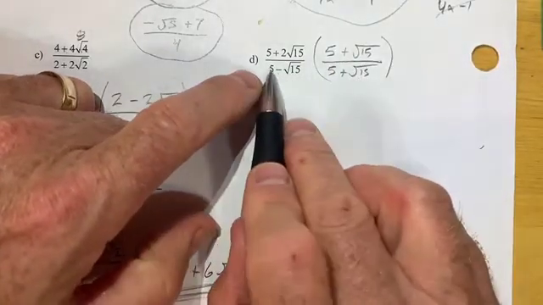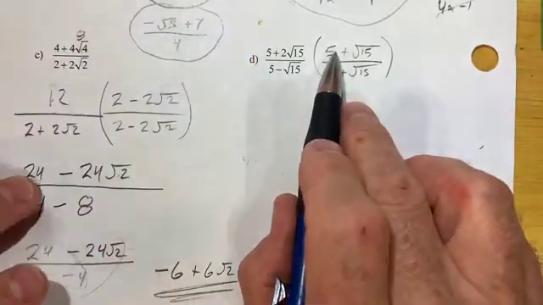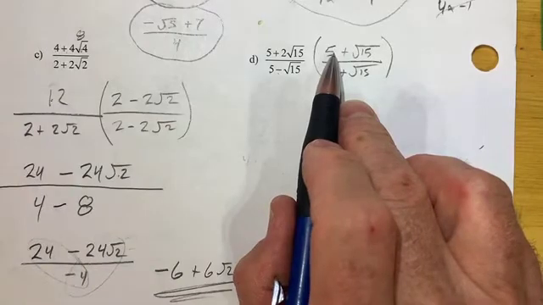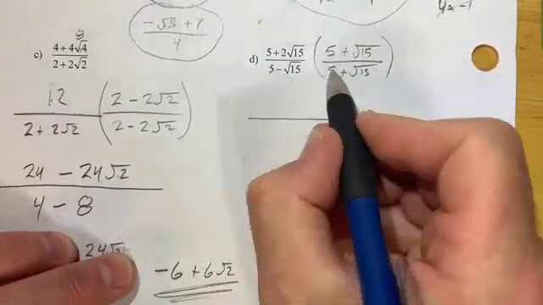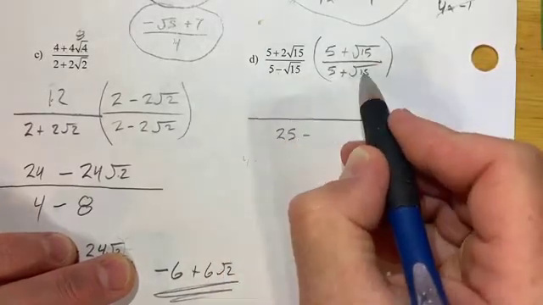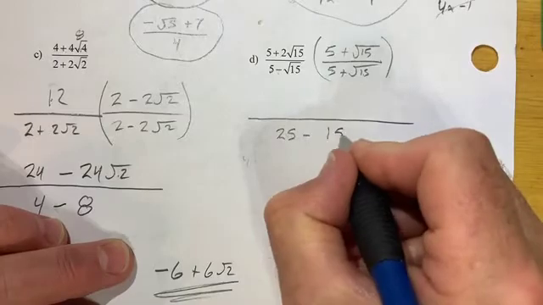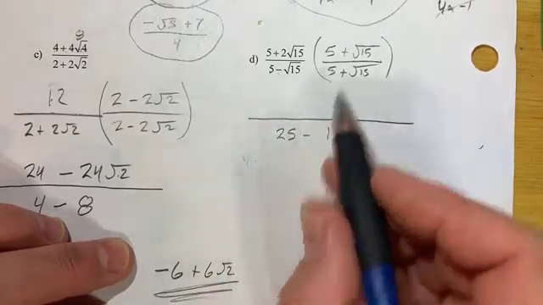So I'm multiplying by 1. The whole idea here is that the bottom is going to simplify. The top's going to get ugly. It's going to be hideous. I know that for a fact. So let's just do the bottom first. 5 times 5, 25. Root 15 times root 15 is 15. Guess what? The bottom just became 10. That's really nice. Okay. What about the top?